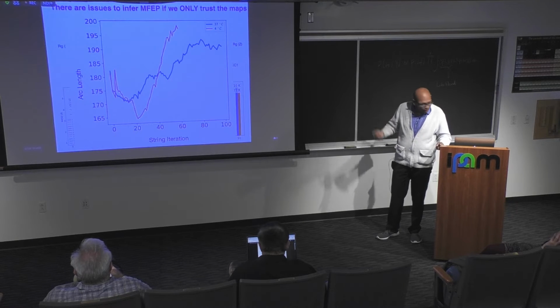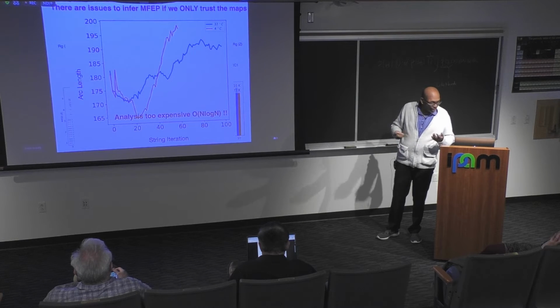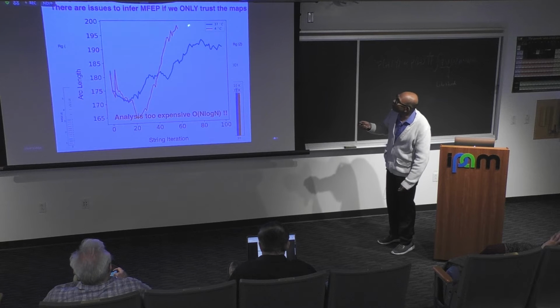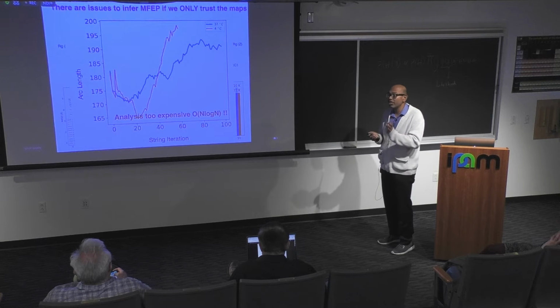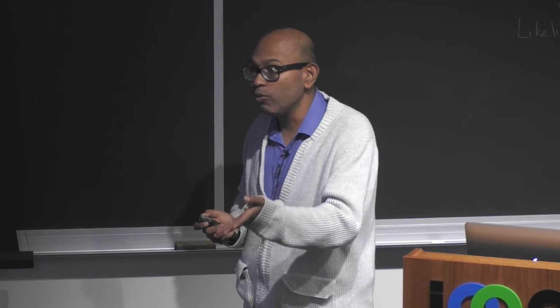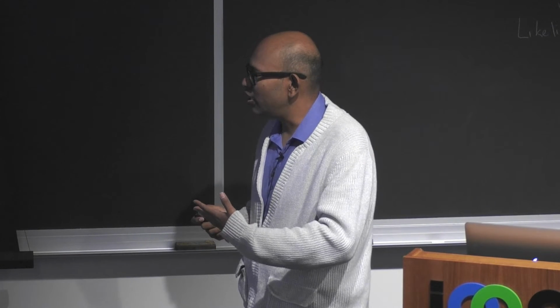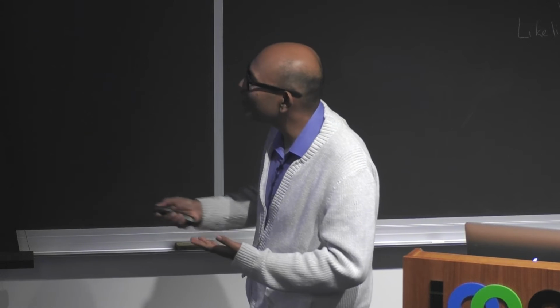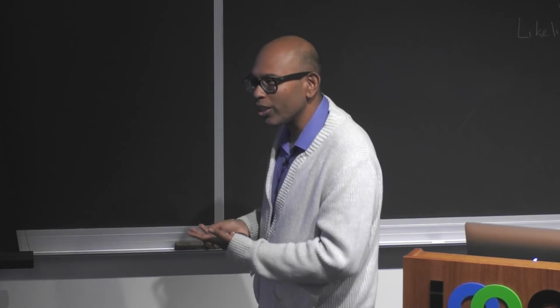Okay, so essentially the take home is that, as I said, there is an issue to infer minimum free energy pathways by only trusting the maps. If there is one take home that I would like to give, it is that we should not. But again, this is a very, very expensive computation. Who would do so much?